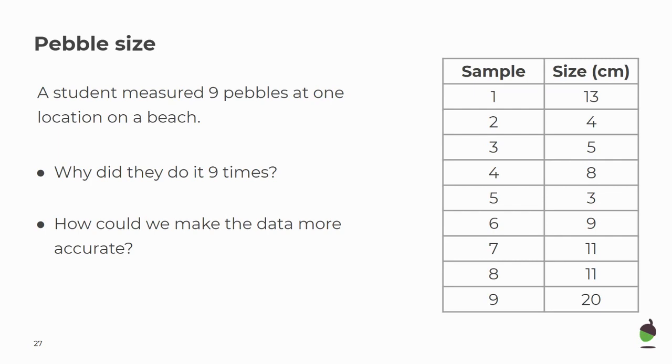Another word geographers use is accuracy. How could we make this data more accurate? And this is making sure the measurement is correct down to the nearest millimetre. They've measured the pebble size down to centimetres. You could be much more accurate than that. You could measure it down as 11.5 centimetres. So you could increase the accuracy by adding millimetres.